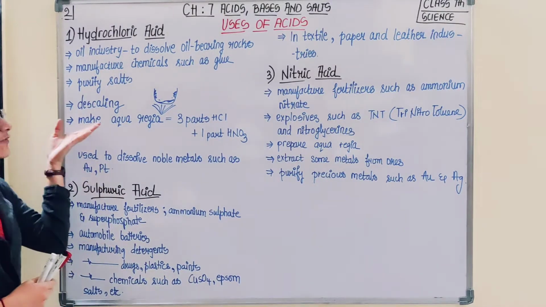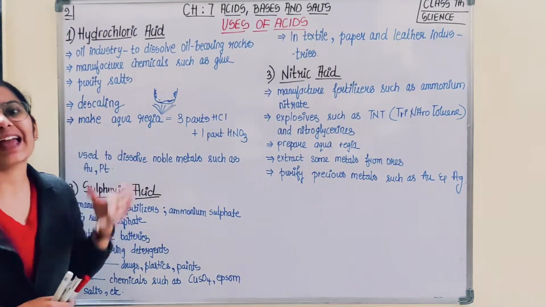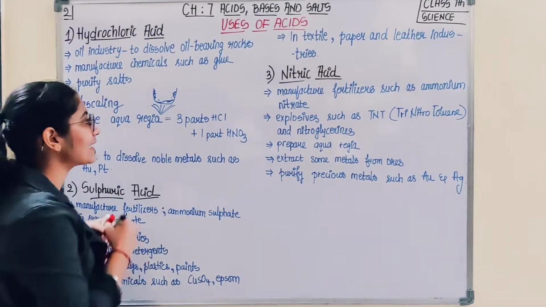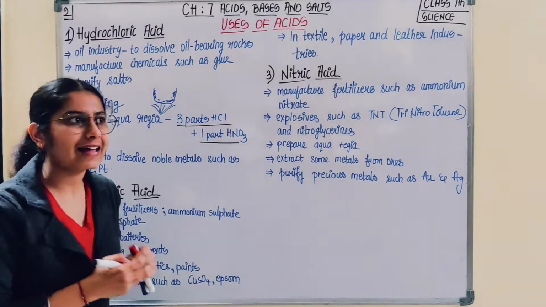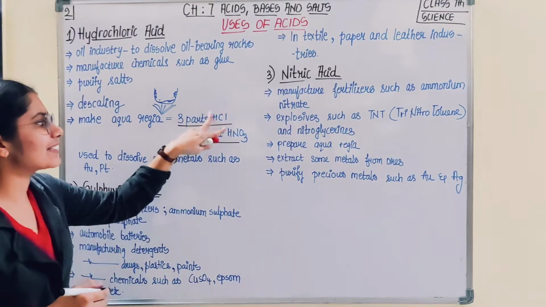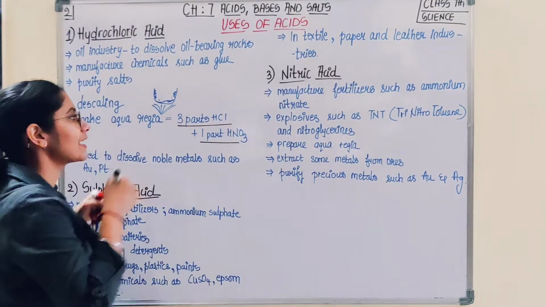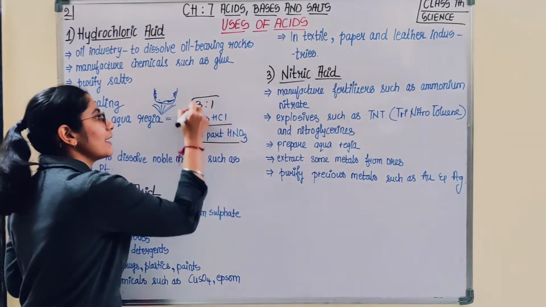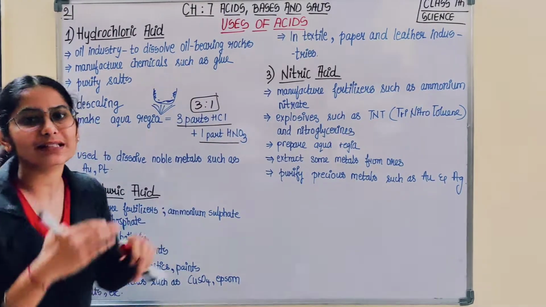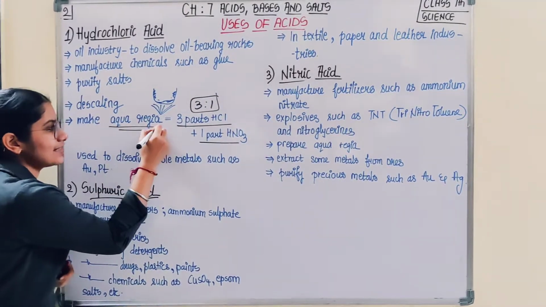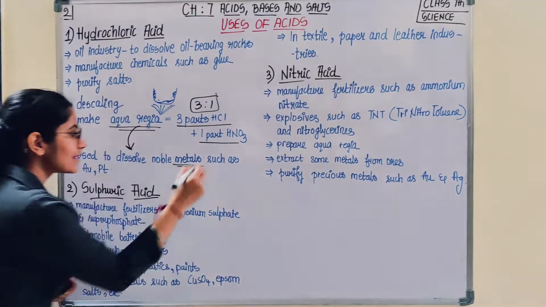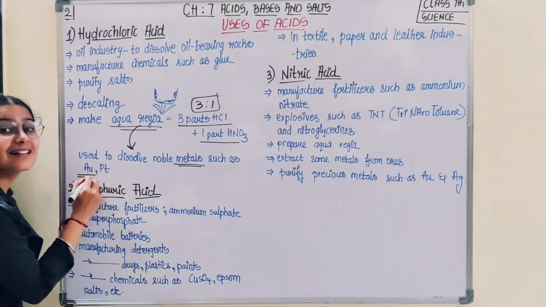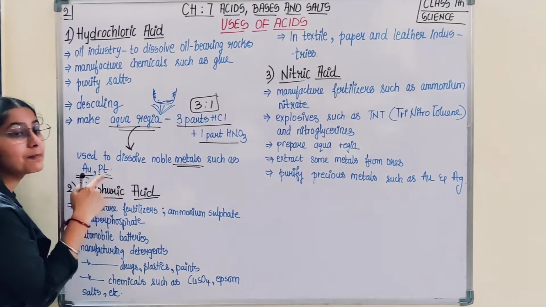Apart from this, it is also used in making aqua regia, which contains 3 parts of HCl and 1 part of HNO3. So when I take this HCl and HNO3 in this ratio, that is 3:1, when I mix HCl and nitric acid, I form aqua regia. And where is this aqua regia used? To dissolve metals such as gold and platinum.